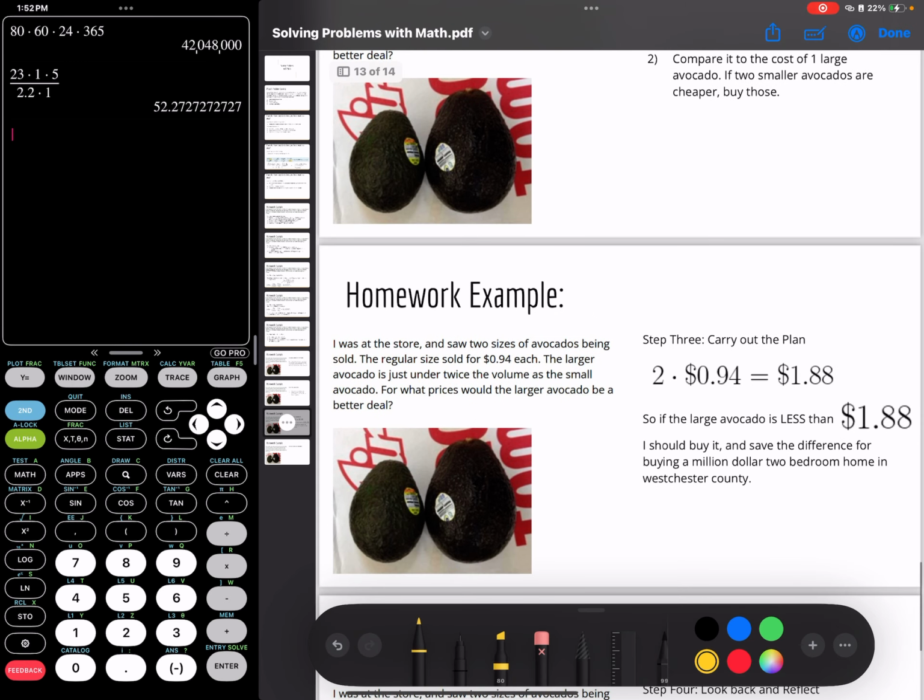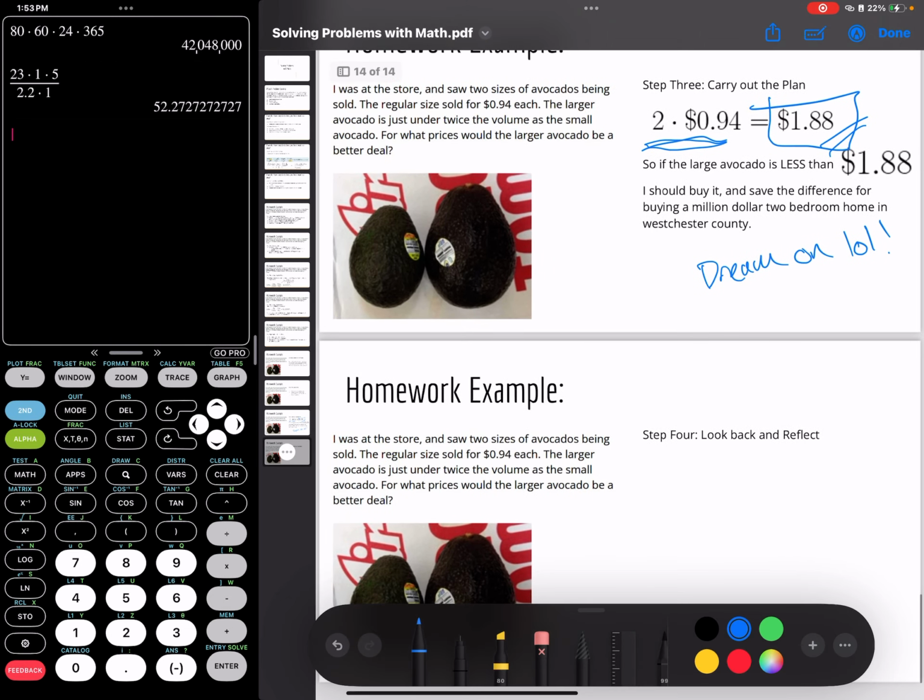I'm carrying out the plan. So I know that I have 2 avocados for 94 cents each, which is about $1.88. So if the large avocado costs less than $1.88, I should buy it. I'm going to save the difference, and then all of those little pennies will add up and somehow turn into $1 million for me to buy a house in Westchester County. Dream on. But I will save a couple of pennies, and I'm a penny pincher. You should be too.